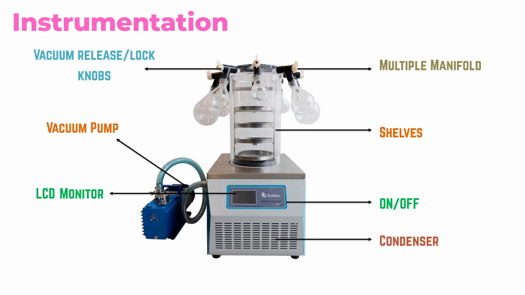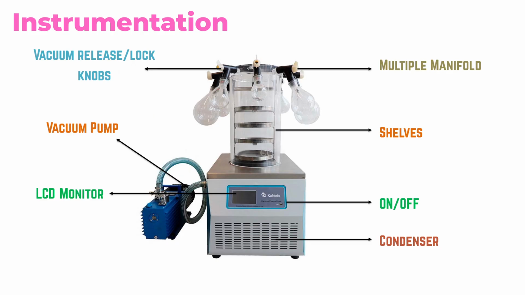So there are mainly three components which are important for the lyophilizer. The first one is the drying chamber. We can see that the upper part of the instrument is called the drying chamber. It is made up of acrylic plastic, so it is also called the acrylic plastic chamber. It has knobs to the chamber which can be used to maintain or adjust the pressure and vacuum of the chamber. Then the next important part of the lyophilizer is the condenser.